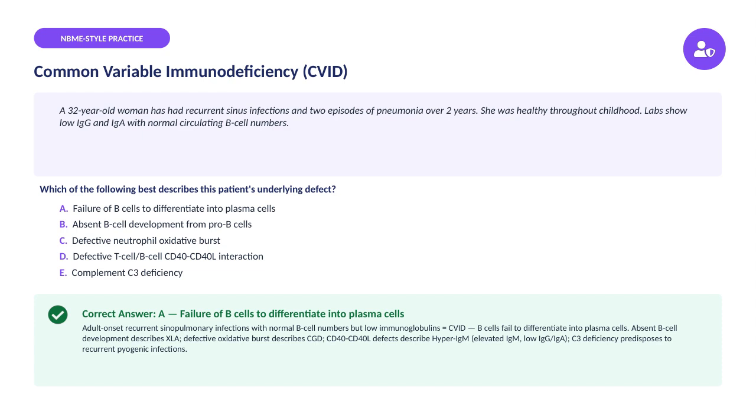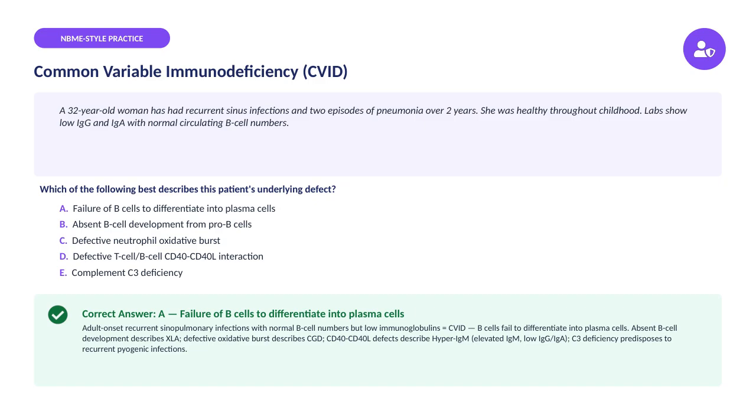This condition typically presents in adulthood and is characterized by a failure of B cells to mature into plasma cells, which are responsible for producing antibodies. This contrasts with X-linked agammaglobulinemia, where there is an early block in B cell development resulting in very low or absent B cells.